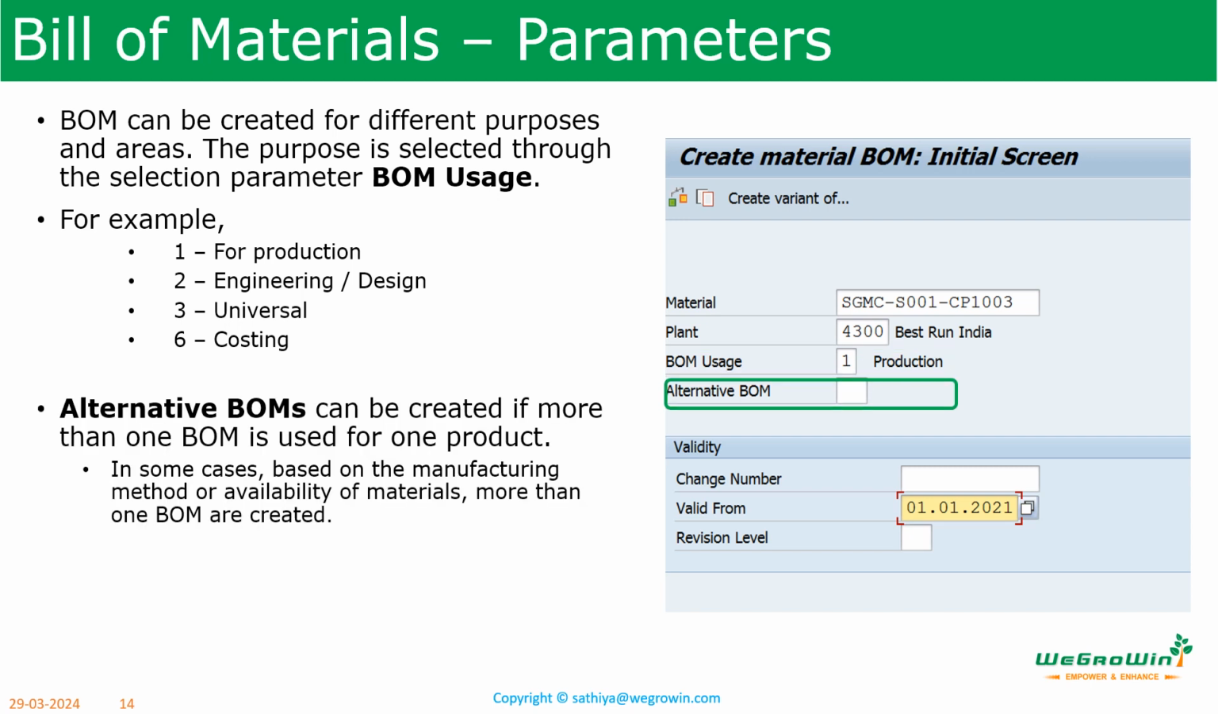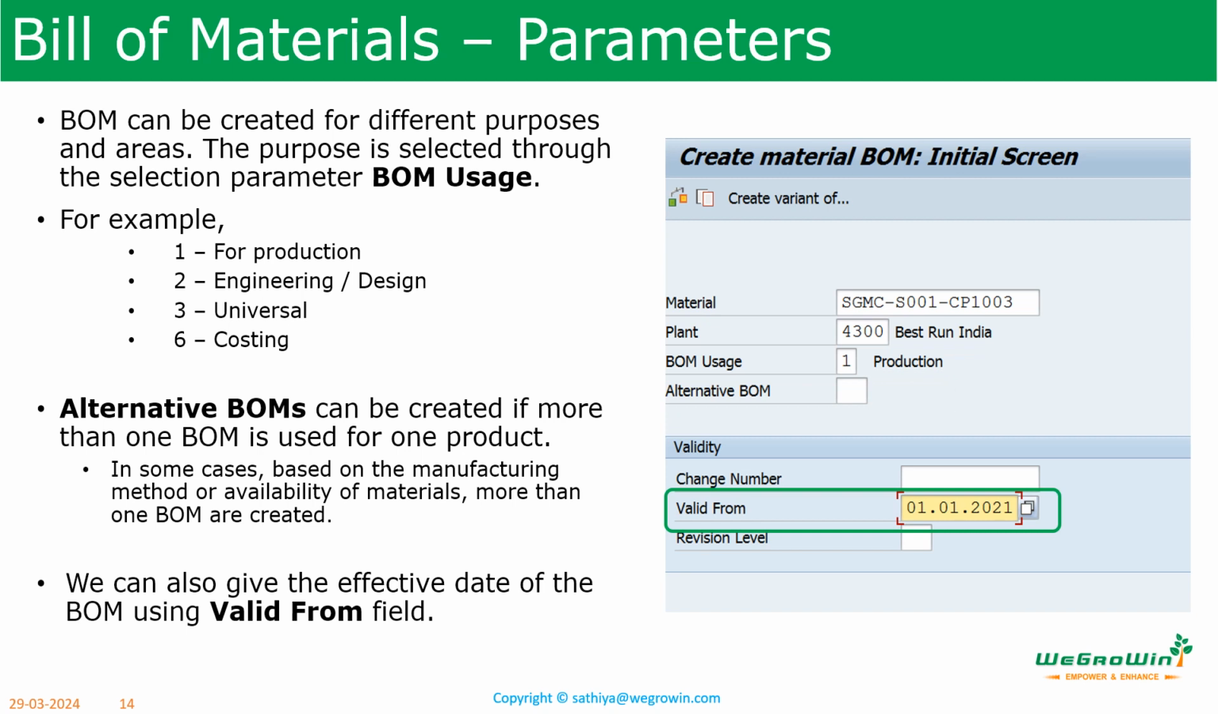Also, to produce one product, we may have more than one bill of material. If you have more than one bill of material, the system allows us to create alternative BOMs. Because for the manufacturing methods for one machine, there may be one kind of bill of material. If you produce the same product on another machine, another bill of material may be required. So when you need to have a different bill of material for the same finished product, we can use this field, alternate BOM.